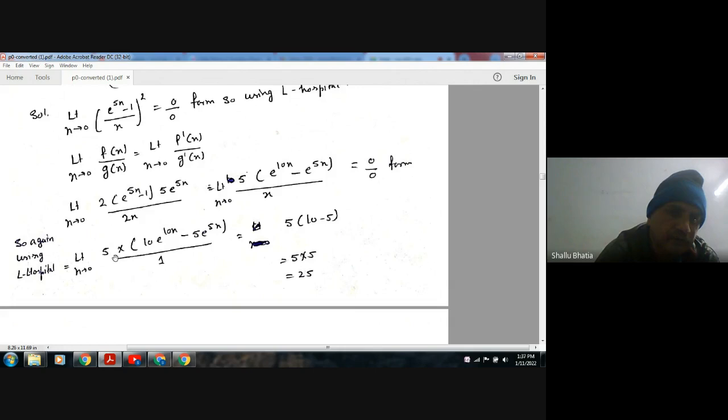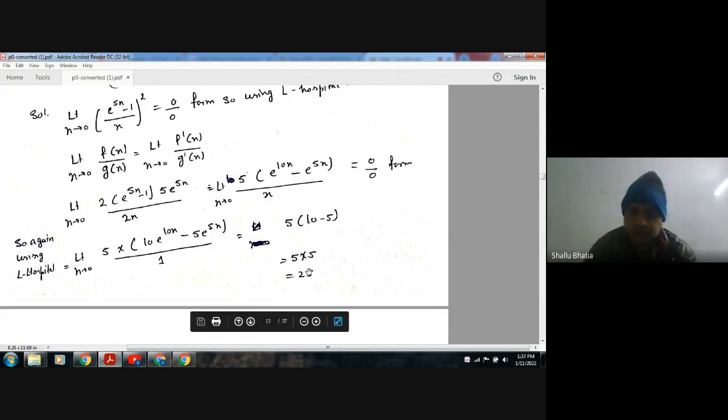Now again using L'Hospital's rule, limit x→0. The 5 will remain here, and differentiating, this will be 10e^(10x) and this will be 5e^(5x). Putting x = 0, this will be 10 − 5, so this will be 25. So the answer is 25.